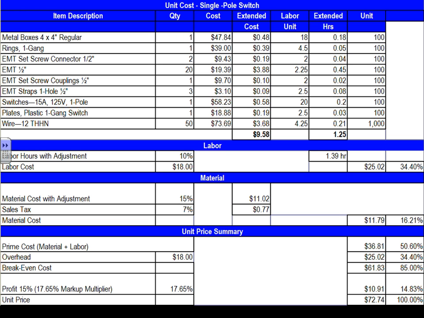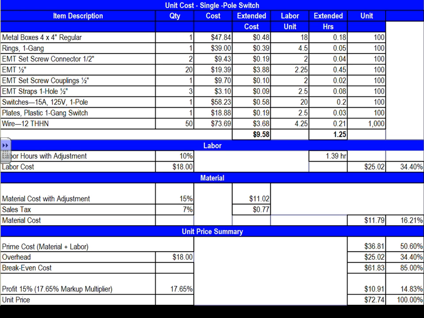So they're taking all these that we use typically, guys, with a switch in a commercial using an EMT conduit with a box. They took the cost, extended the cost, the labor, extended the labor. Then they adjusted their labor here. They adjusted their material. They added the brake. They got also overhead. They added their overhead. And at the end, they came up with a unit price of $72.